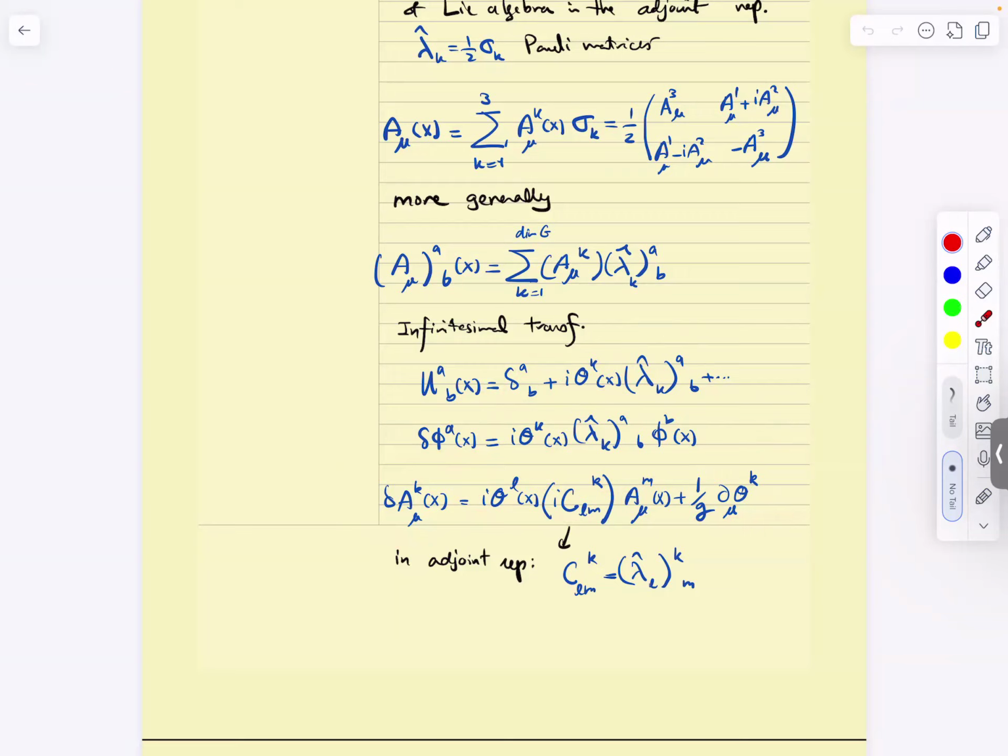Now, what is interesting is that the gauge field transforms in the adjoint. So in the adjoint representation, lambda of LKM, these matrices are nothing but the structure constants. Sometimes I write them as F, sometimes I write them as C. Depends where I stole the notation from. All right. Any questions?